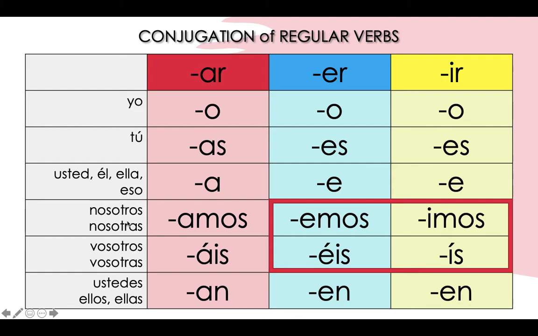Now, for nosotros and vosotros, that is always different. For the ER ending, we have emos and éis, and for the IR form, we have imos and ís. If you want to pause this and take a picture, or use it, I gave you a paper with a review of this, so you should be okay. But this is how we're going to conjugate.